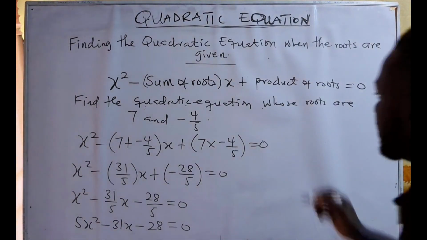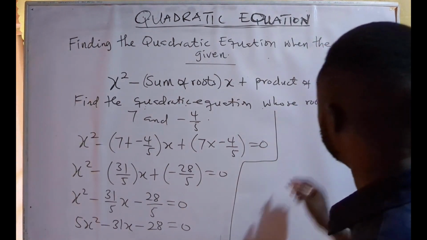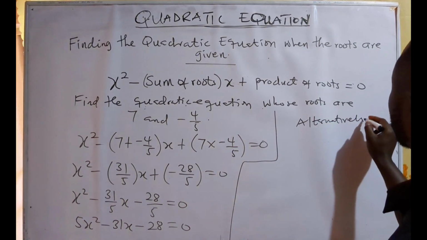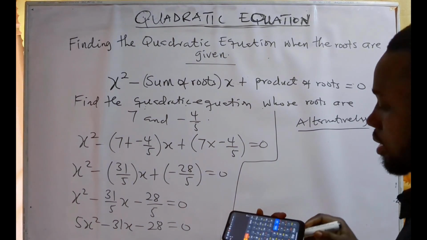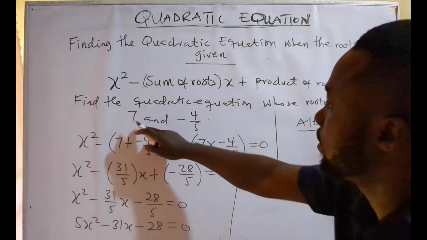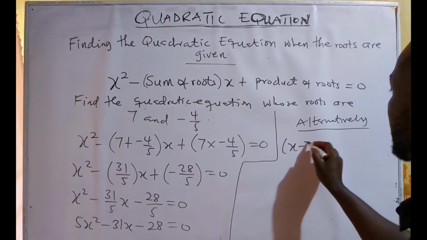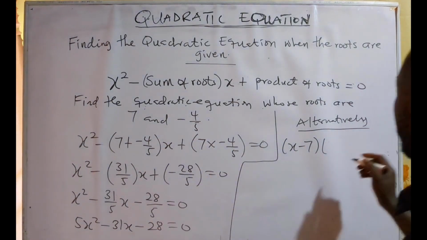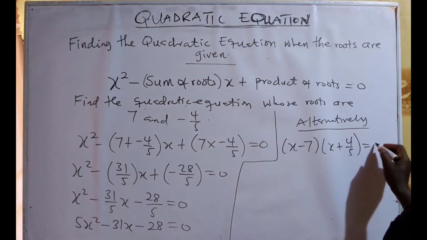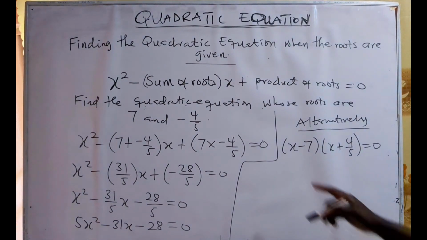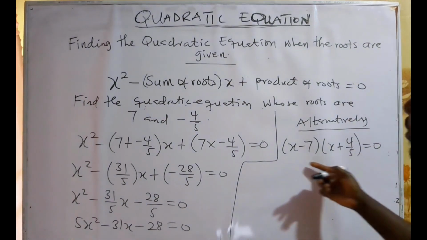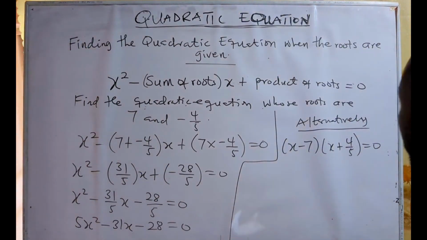Okay, so let's look at another way we can solve the same question as we did in the first one. Alternatively, what we can say is we have positive 7, so we can have x minus 7, and then negative 4 over 5, so that will be positive x plus 4 over 5, equal to 0. Okay, so these are the two factors we have. Then after that, what are we going to do? We are going to expand.